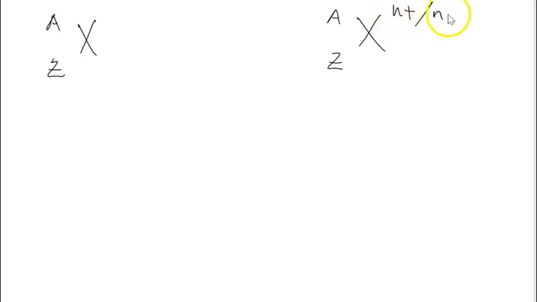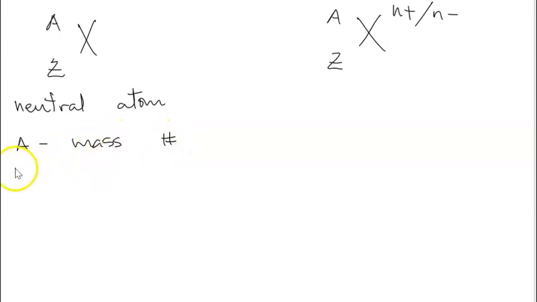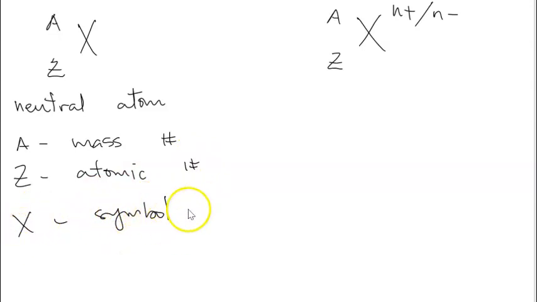Previously, I had written the shorthand notation of an atom, which I had written as A, Z, X. So this is a neutral atom, where A is the mass number, Z is the atomic number, and X is the symbol of the element.